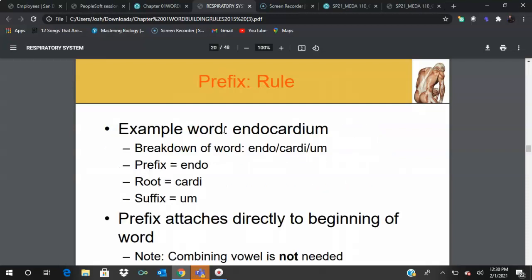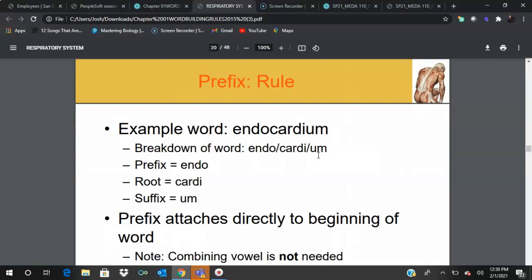So here's a word that has all three elements here, endocardium. All right, so if we break this word down, we have our same word root, heart, cardi. So then we look at the beginning of the word and we actually see the word endo. Okay, endo is a prefix, and once again, this O is not a combining vowel. It's actually part of the prefix, meaning within. Then we come to the end of the word and we see UM. UM is another word that means pertaining to. There are a lot of suffixes that mean pertaining to, and this is one of them.